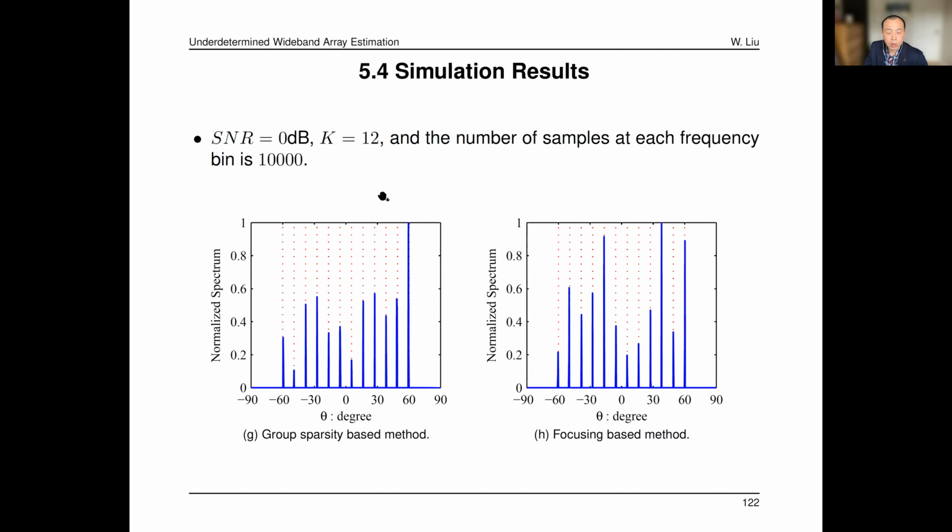And here are some DOA estimation results, for K equal to 12 and 0 dB, and the number of samples for each frequency is 10,000. Then there is the normalized spectrum estimation result. You can see both the group sparsity-based method and the focusing-based method can identify these 12 directions successfully.